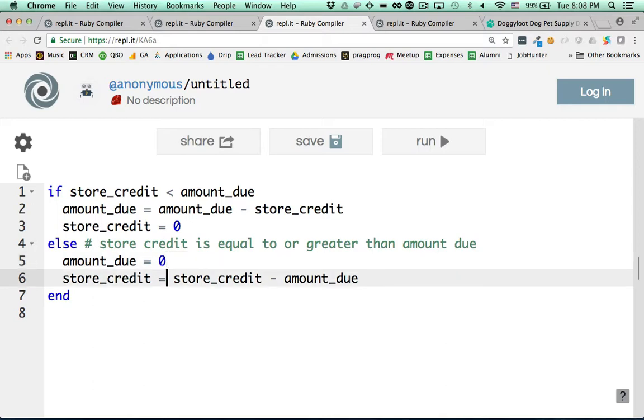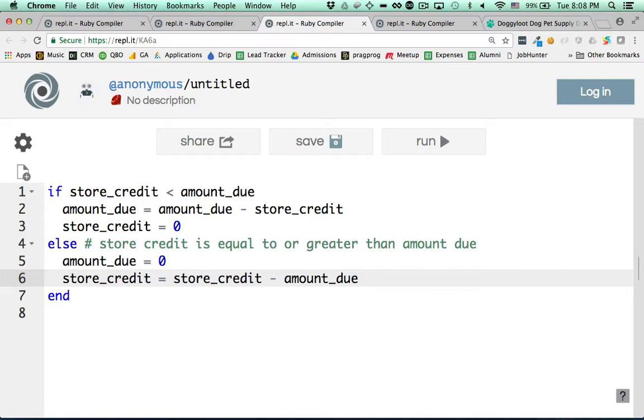Awesome. Now line 6, store credit. Let's reduce their store credit by store credit minus amount due. So let's say I have $1,000 in store credit. What is my store credit after this line? It's unchanged. I still have $1,000 Doggy Loot dollars. So if I have enough store credit to buy this whole thing, I can buy it and keep my credit.